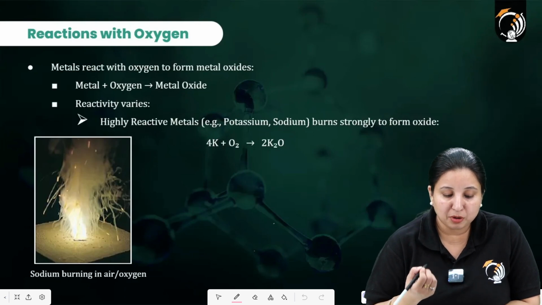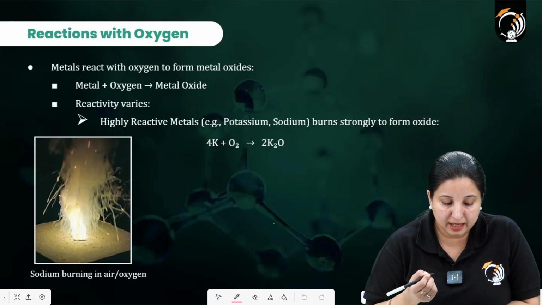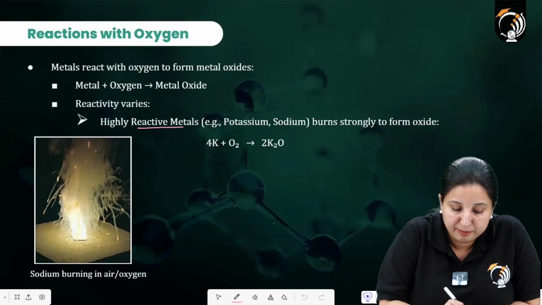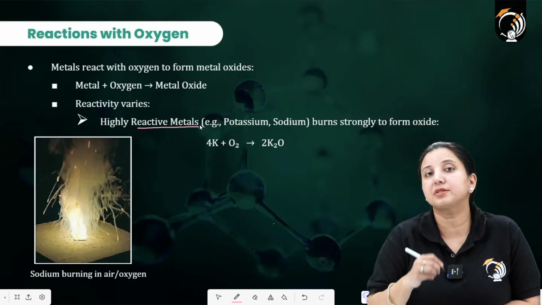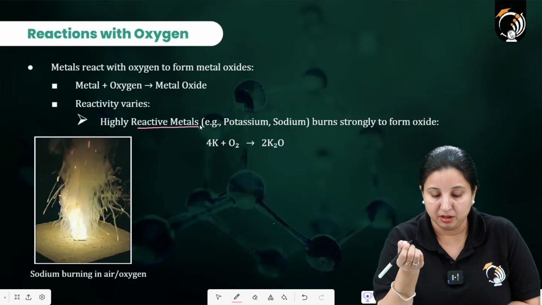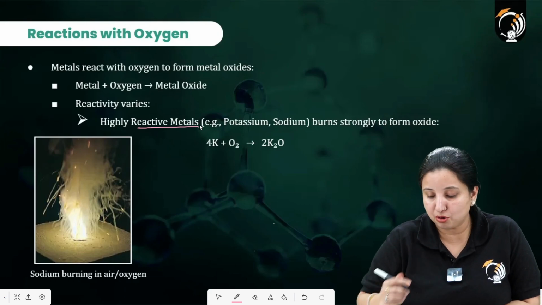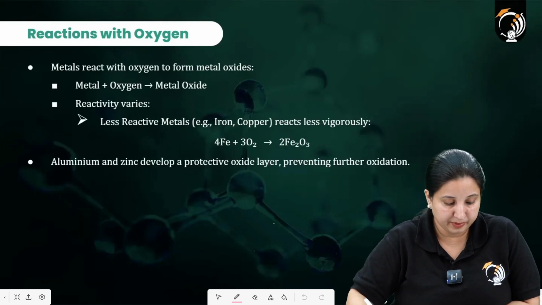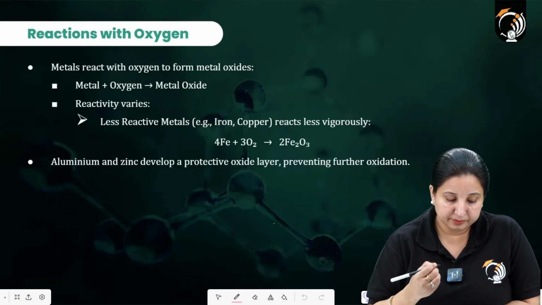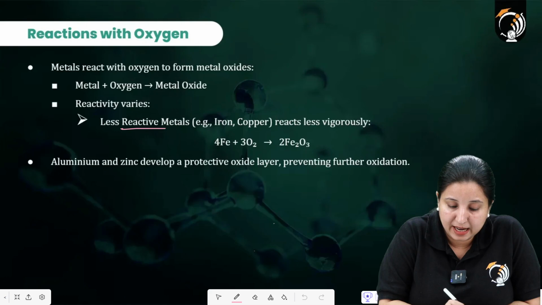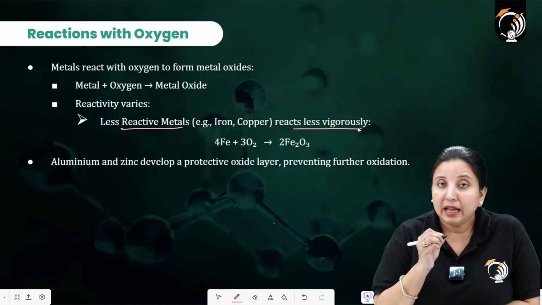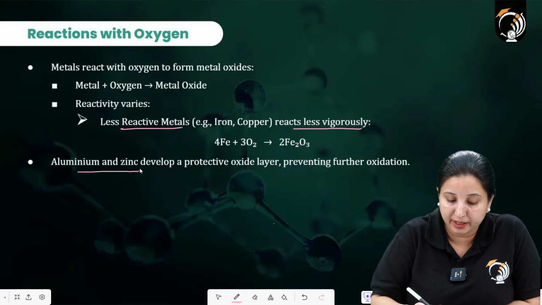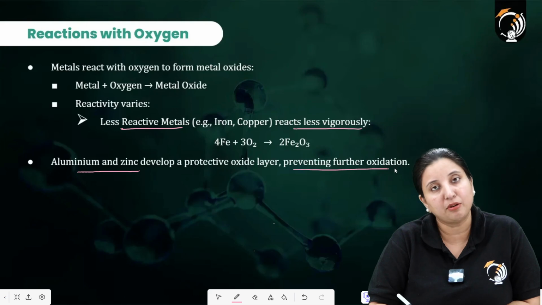Then metals react with oxygen to form metal oxides. If you have a highly reactive metal, for example potassium or sodium, they are going to form their corresponding oxide on reaction with oxygen. And they burn very strongly to form the oxide. Then less reactive metals react less vigorously but they form the oxide. Aluminium and zinc develop a protective layer preventing further oxidation.